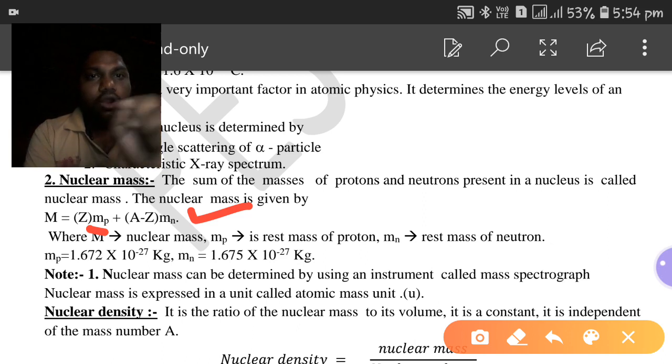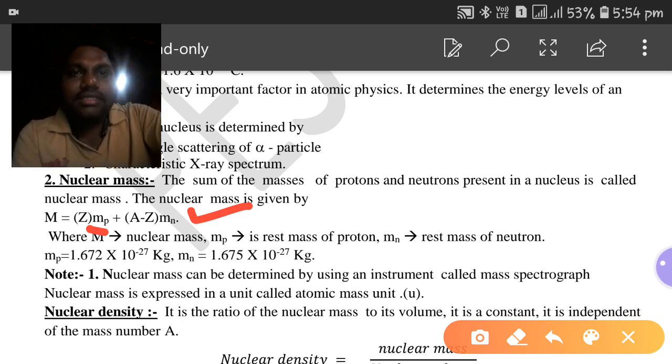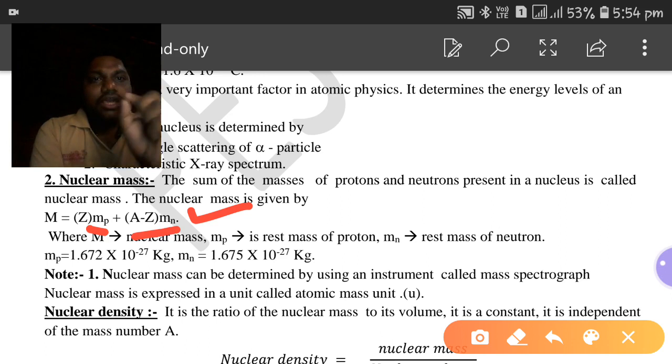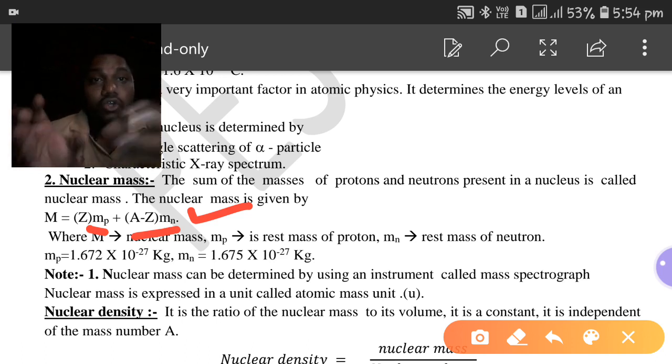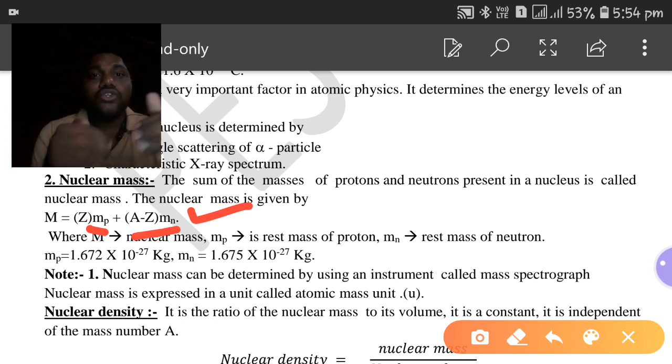plus A minus Z. Here A minus Z is nothing but the number of neutrons, into Mn. Mn is the mass of each neutron. So the number of neutrons into the mass of each neutron gives you the total mass of neutrons present inside the nucleus. So the sum of the total masses of protons and the masses of neutrons gives you the nuclear mass, the mass of the nucleus.